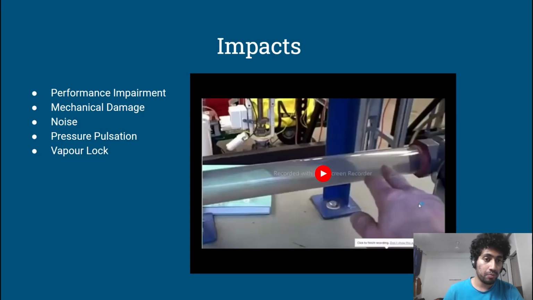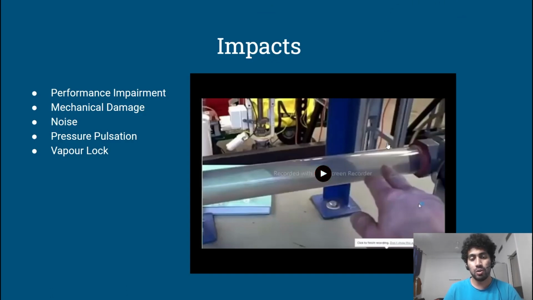The next impact is pressure pulsation. Pressure pulsation is the torque fluctuation and vibration of casing and bearing house. The next one is vapor lock, which is a situation in which the impeller is trying to operate with fluid that is very much lighter due to the presence of vapor bubbles. This results in complete loss of generation of head.